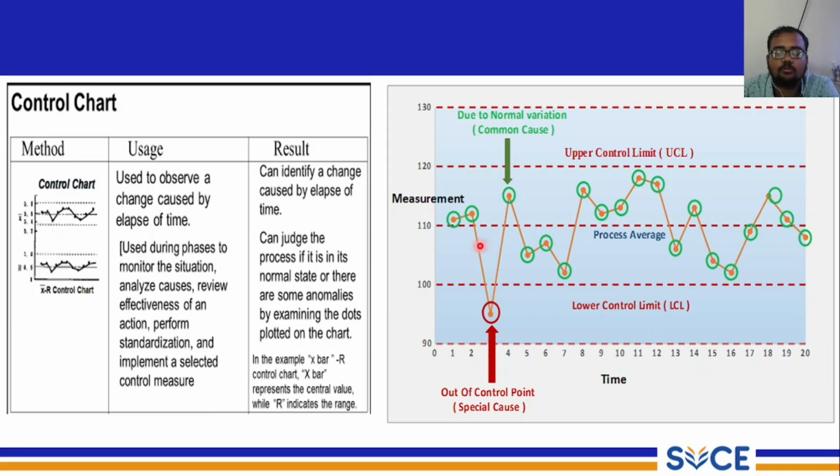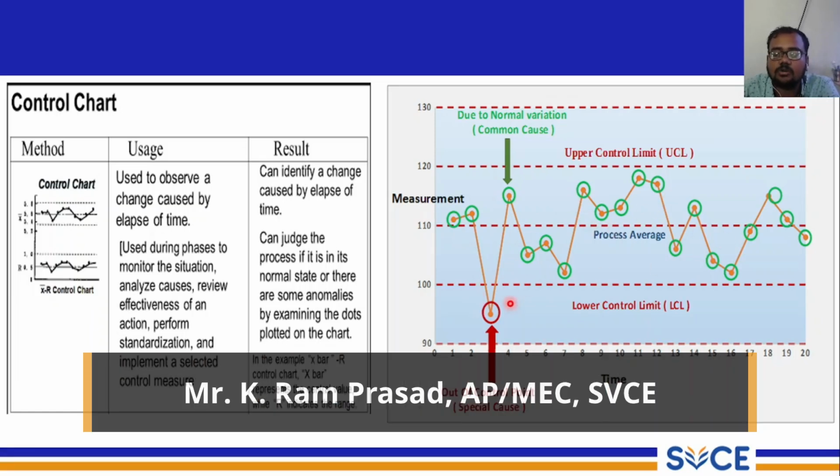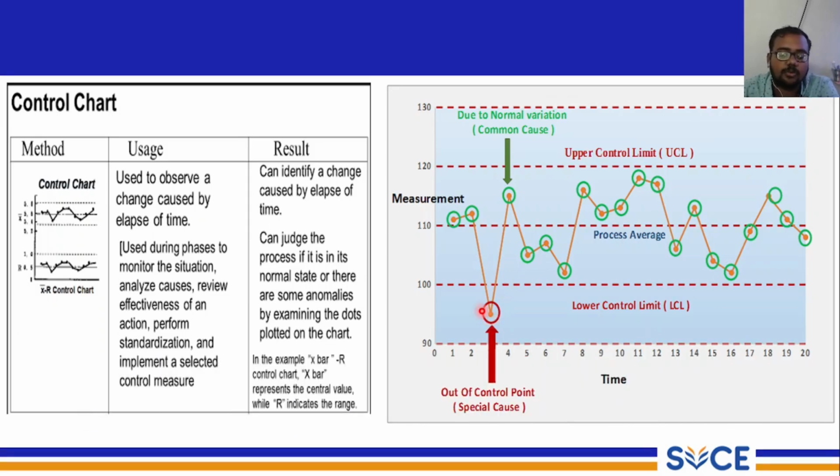Beyond both, you will not be able to accept the particular observation of the particular process. You could see here, the predominant observations are falling within the control range except this particular point, which means that this observation is outside the control limit, hence it is an out-of-control point, and that is a deviation.